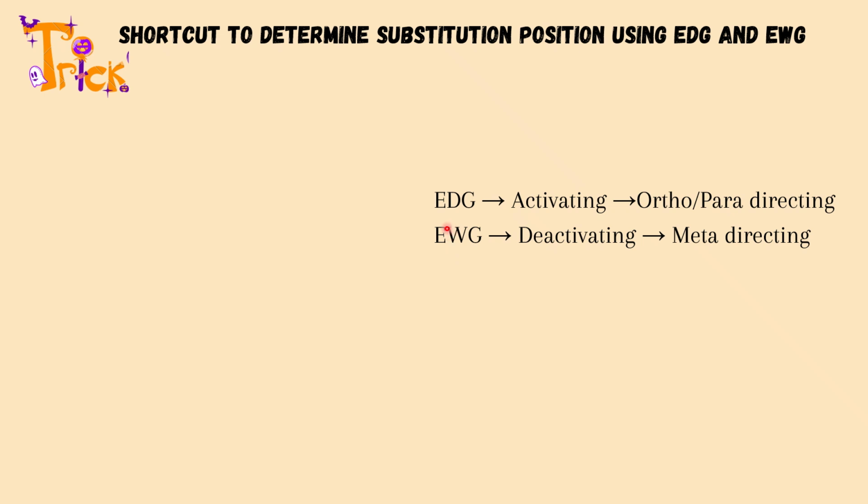When you have an electron donating group attached to the benzene ring, it usually donates its electrons to the benzene ring and activates it so that it can undergo electrophilic substitution reaction easily. This results in an increase in the electron density at the ortho and para positions, due to which it results in the formation of ortho-para directed products.